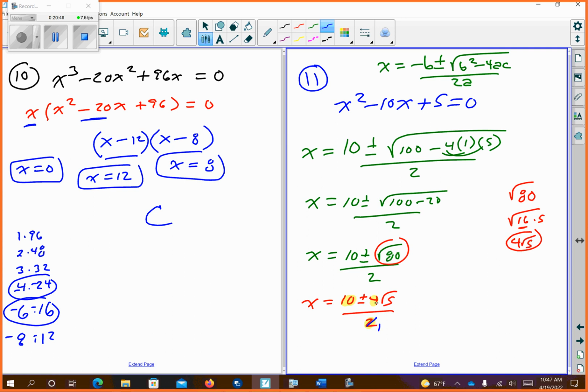So 2 goes into itself once, 2 goes into 4 twice, 2 goes into 10 5 times. So that means my answer is 5 plus or minus 2 root 5. Okay? So don't miss a point because you forgot to reduce something. Do we feel all right?